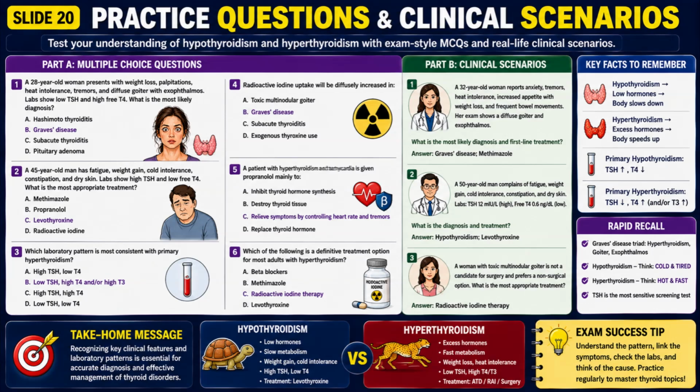When interpreting thyroid disorders, it is important to recognize symptom patterns and correlate them with laboratory findings. Remember that hypothyroidism causes slowing of body functions. Hyperthyroidism causes acceleration of body functions. A useful approach in examinations is to first identify the symptoms and then analyze the laboratory values.